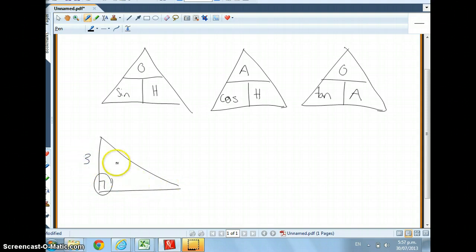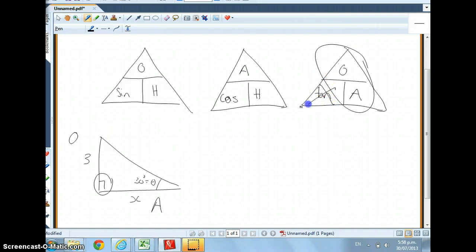If I was to make up a problem, say theta equal to 30, and asked you what this side was, then you would label the triangle O and A. You would identify which of your functions deals with O and A, and O and A start with the tangent function.